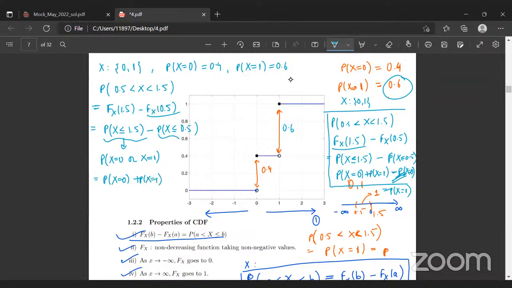Now, when we write X is less than or equal to 0.5, in this case we have just one value that the random variable X is taking, that is 0. So we will have to subtract this probability X equal to 0 from here. Once you do it, you will get probability X equal to 1. And from here, we know that this comes out to be 0.6.